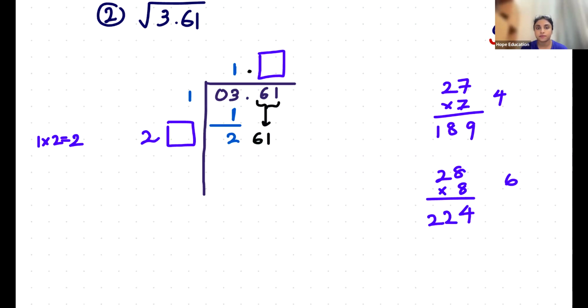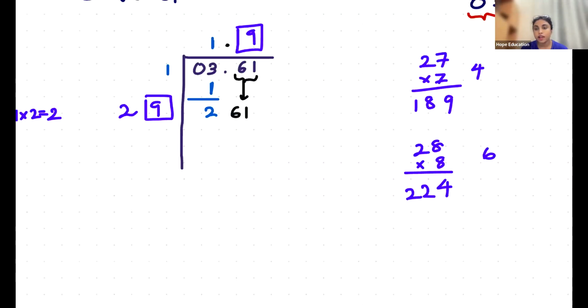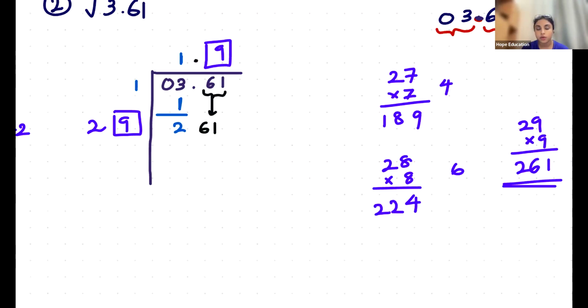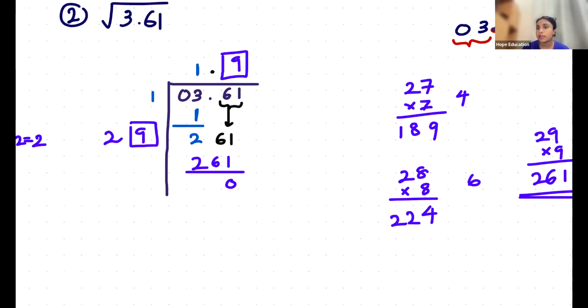I will try 9 as well. 29 times 9. 9 times 9 is 81, 8 remaining. 9 times 2 is 18, 19, 20, 21, 22, 23, 24, 25, 26. See? We get 261 perfectly. Then 9 should be the one. 261. So 261 minus 261 is 0. Then our answer is 1.9.